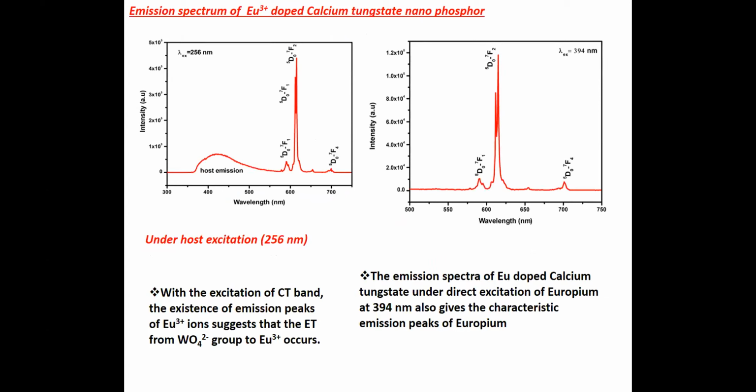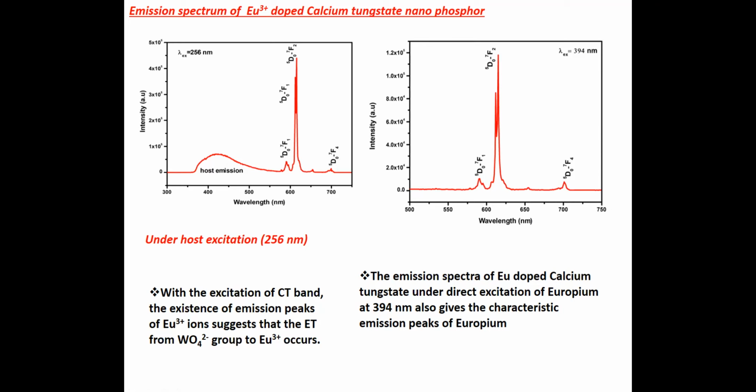We have recorded the emission spectrum under two different excitations. The first figure is the emission spectrum recorded under host excitation, that is at 256 nanometer. And the second figure is the emission spectrum of the europium doped calcium tungstate nanophosphor recorded under the direct excitation of europium ion.